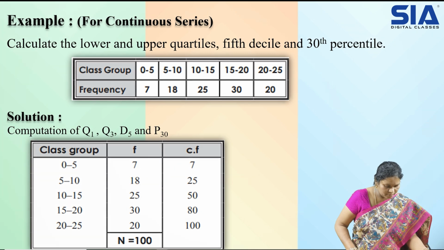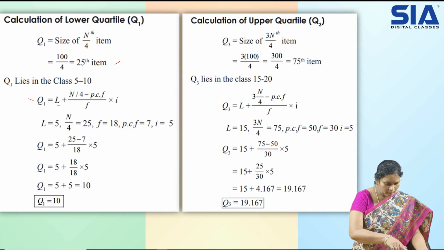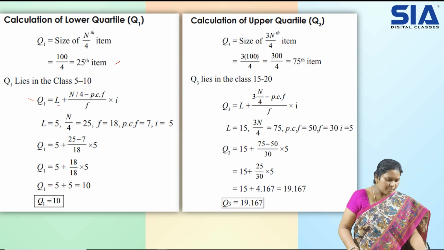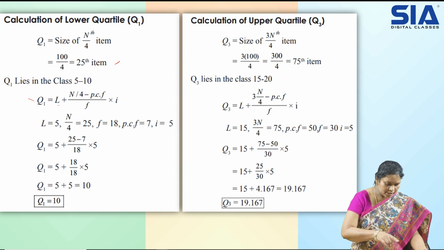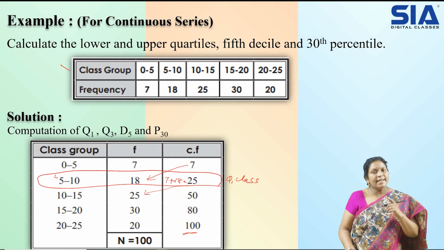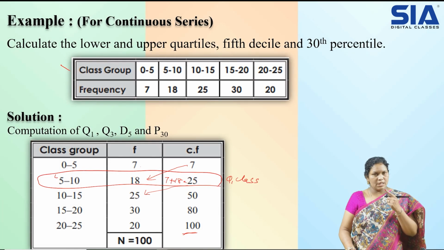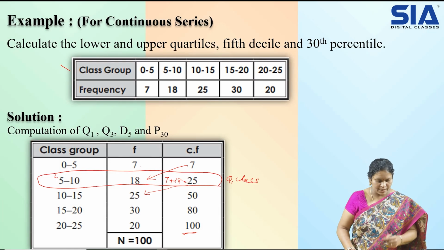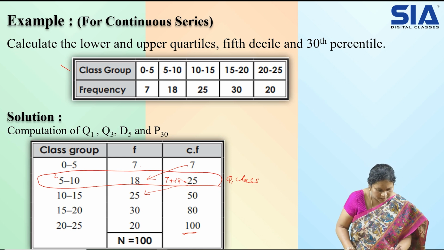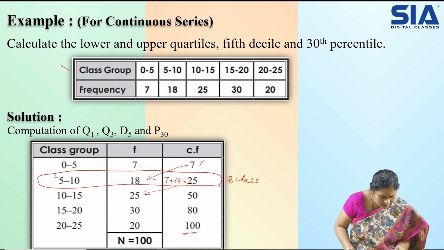Next, what do we have in the formula? N by 4. N by 4 we just did, we got 25, right? That same value we can carry on. Next, PCF. What is PCF? We discussed that PCF is the preceding value of cumulative frequency, meaning the value above the cumulative frequency of the Q1 class. The Q1 class cumulative frequency is 25, and its above value is 7. So that 7 becomes our PCF, the preceding cumulative frequency.